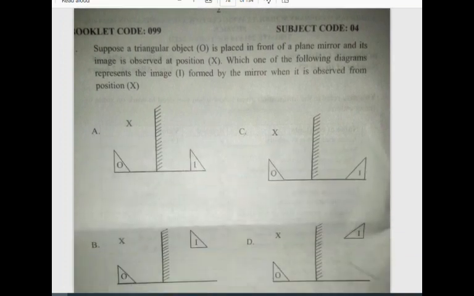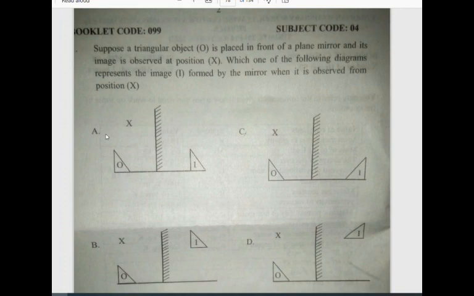So we start from the first one. Suppose a triangle object O is placed in front of a mirror, and its image is observed at position X. Which one of the following diagrams represents the image formed by the mirror when it is observed from position X?